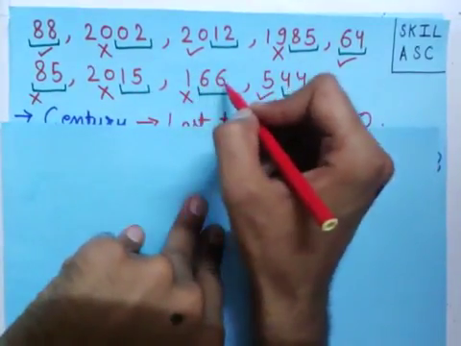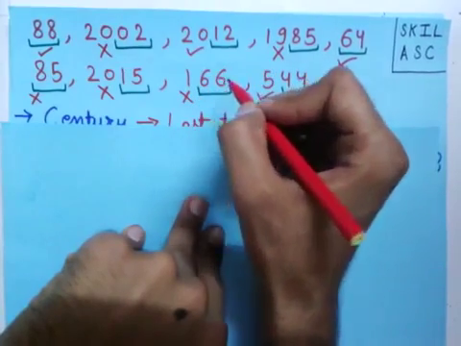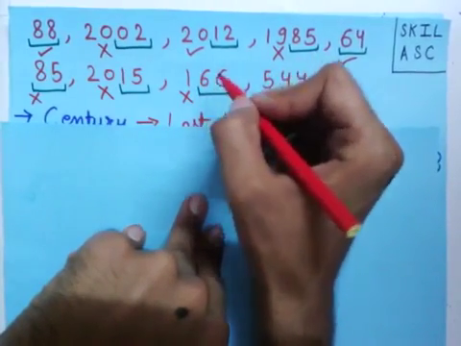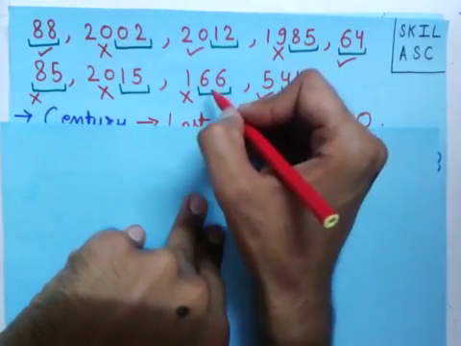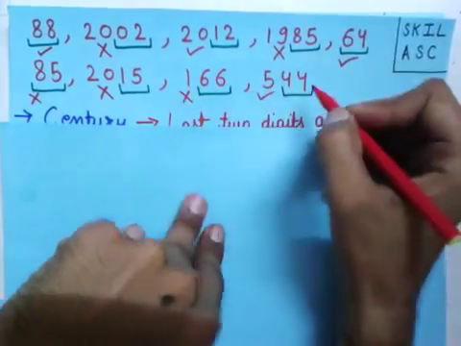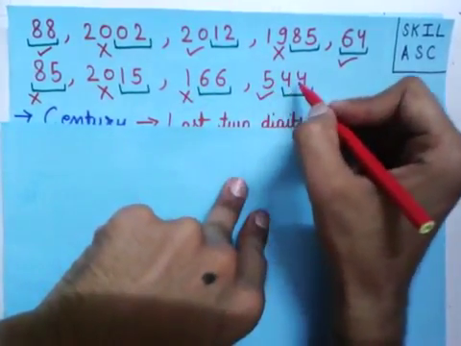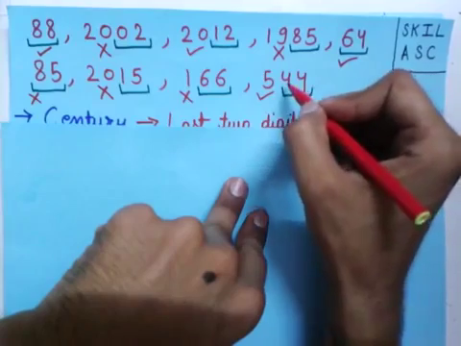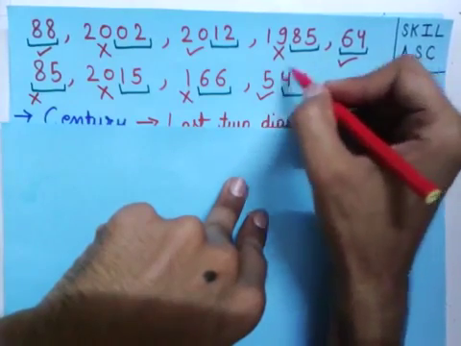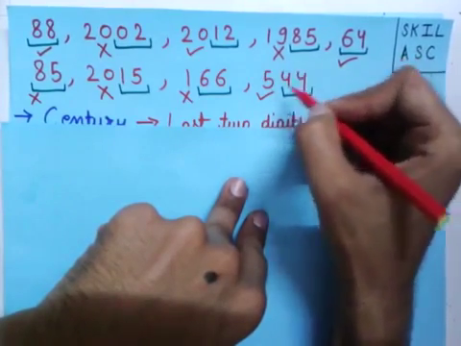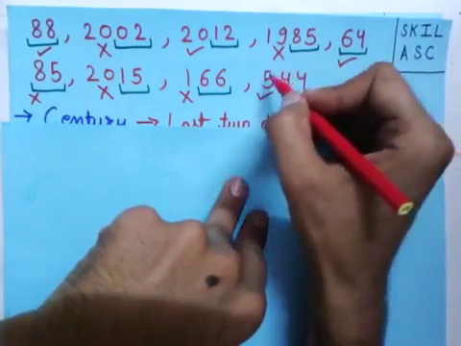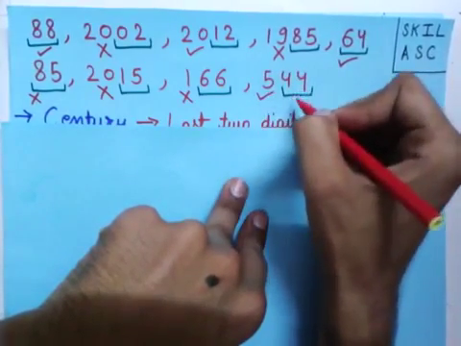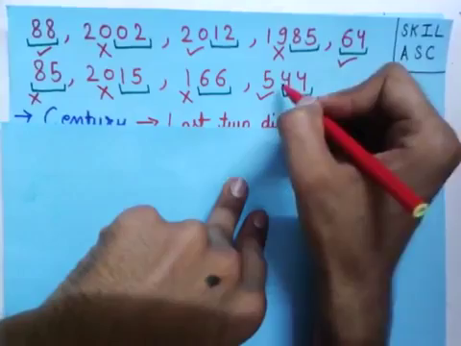Next year is 166. We take its last 2 digits and the number is 66. 66 is not divisible by 4, so it is not a leap year. Next year is 544. The last 2 digits are 4 and 4 and the number is 44. This 44 is divisible by 4, so this complete number is divisible by 4, and it means that it is a leap year.